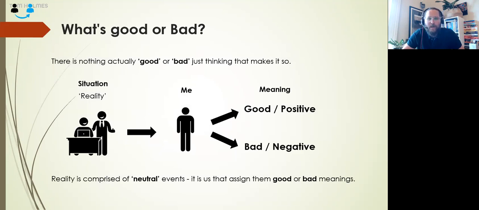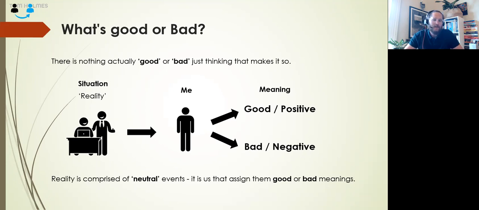So let's have a look at what's good or bad. And this is a little introduction really to mindset. There is nothing actually good or bad. It's really just thinking that makes it so. So what we have in this picture here, we've got this situation, this reality. Then we've got us in the middle. Then we're assigning these meanings as good or bad.